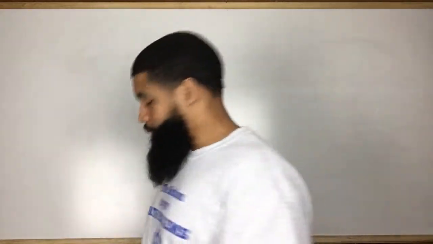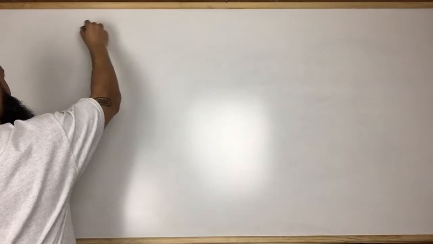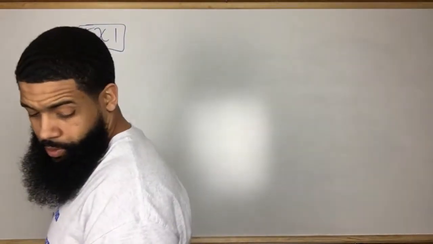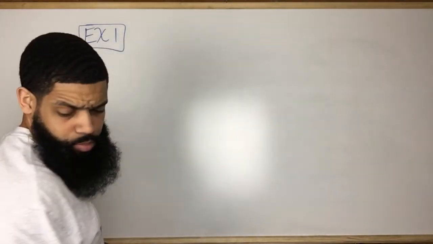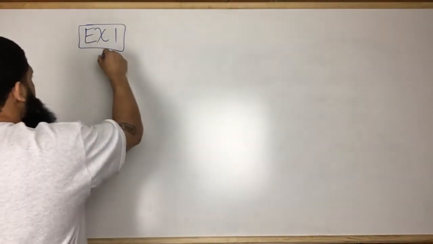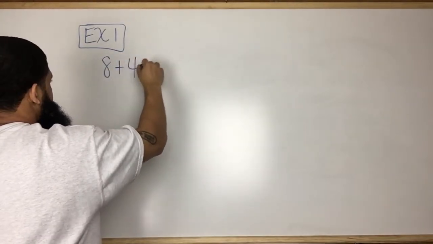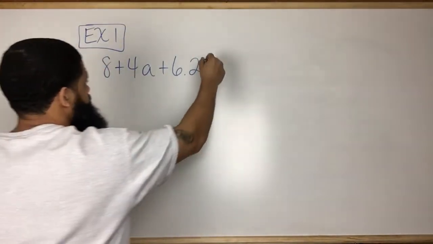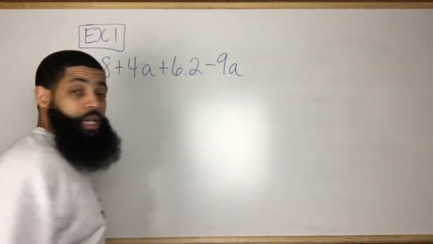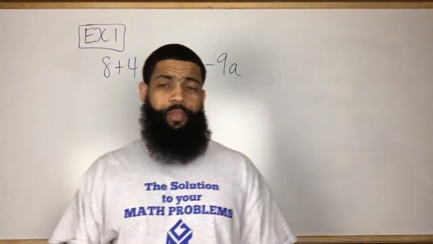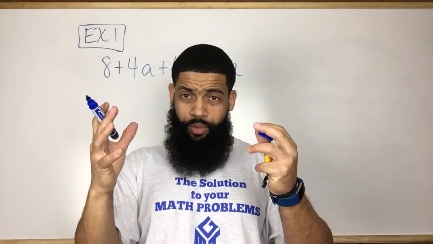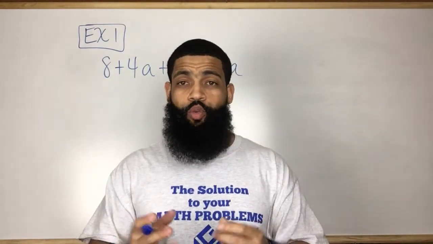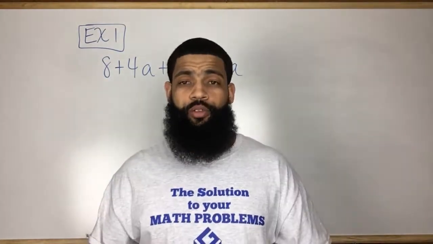Alright, so let's go ahead and get into example 1. We have 8 plus 4a plus 6.2 minus 9a. Now, to simplify means simply to break down to as basic as possible, or we want to break this down until there's nothing else that we can do to it.